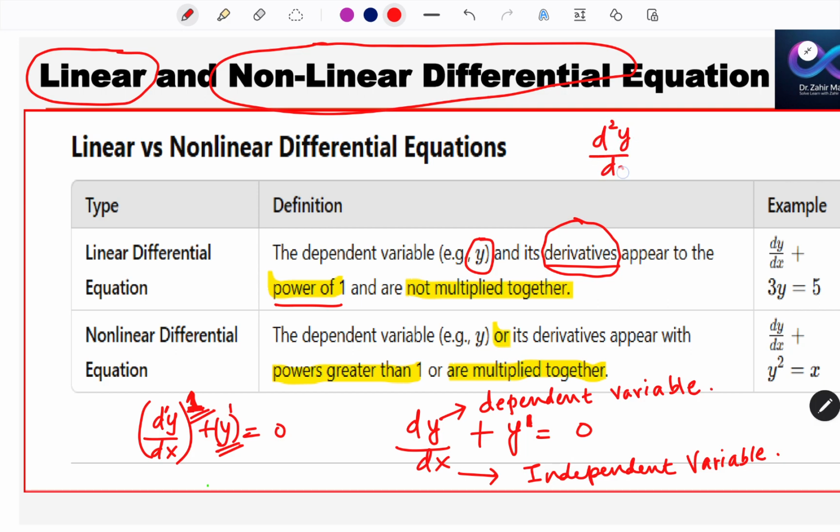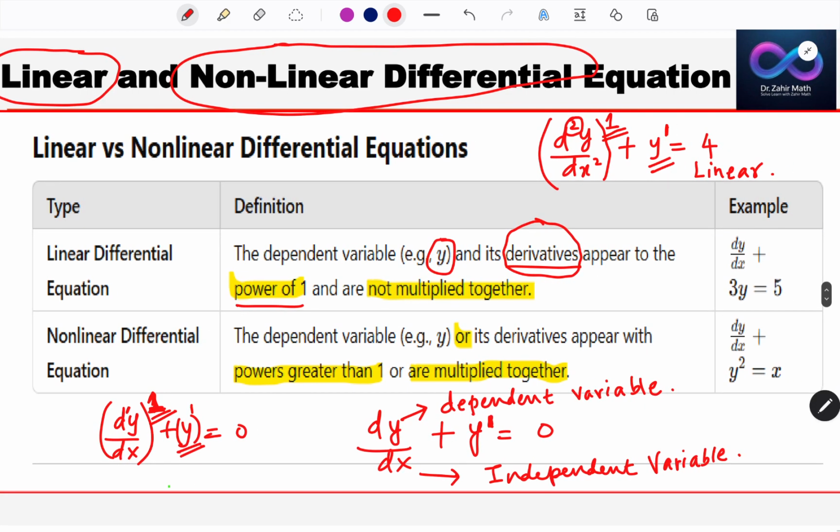d square y by dx square plus y is equal to 4, for example. Now look at this differential equation. The power of y is 1. Teacher, the differential coefficient's power is not 1, it is 2. No, this is called order. So what is its power? The power is 1. So y power is 1 and the differential coefficient's power is also 1. So therefore this differential equation is called a linear differential equation.